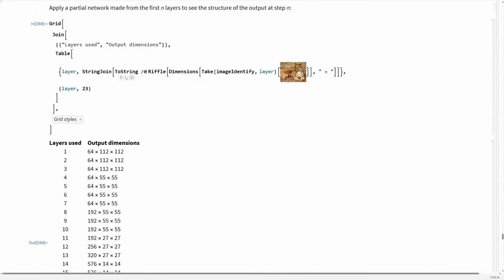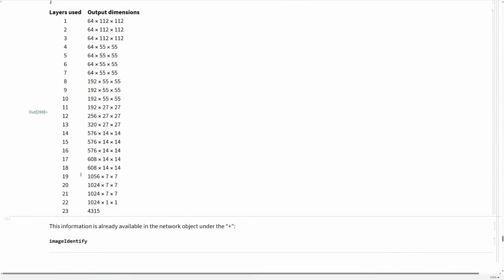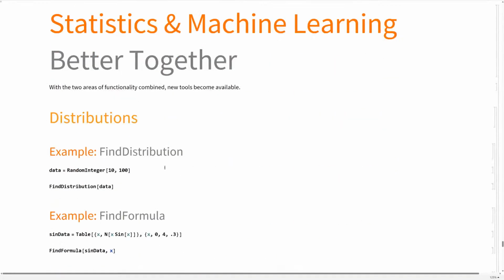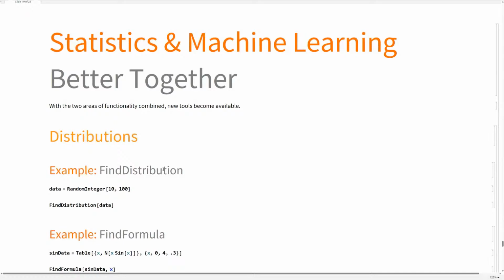All right, this one is just showing the dimension of each layer and how the data are transformed in between each layer. That's the overview of the machine learning part. And now we can look back, thinking about statistics and machine learning and how they can be better together. With the two areas of functionality combined, new tools become available.